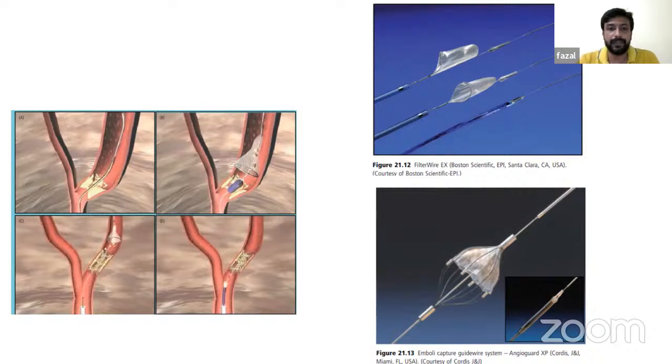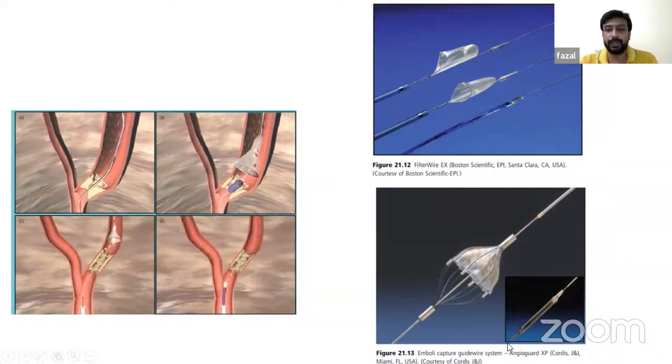On the left side, you see the filter placed with a wire. If at all you are using a filter, you don't need to use a separate micro wire, an angioplasty wire; this itself serves the purpose. You put the wire and the filter is opened, and all the debris is collected, and then the filter is closed and the wire is removed, where the filter comes along with it.